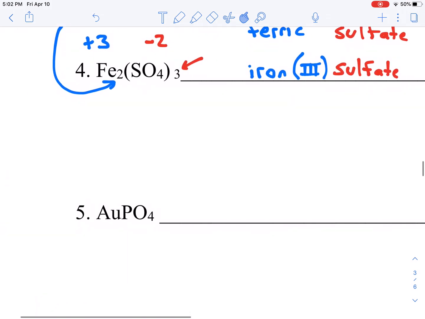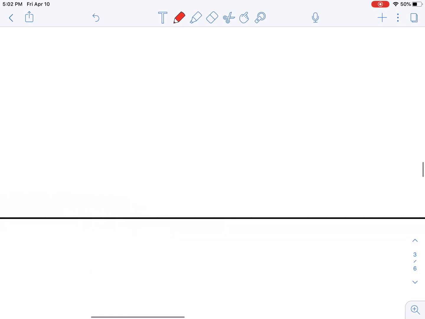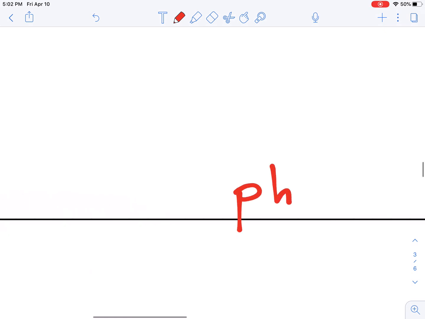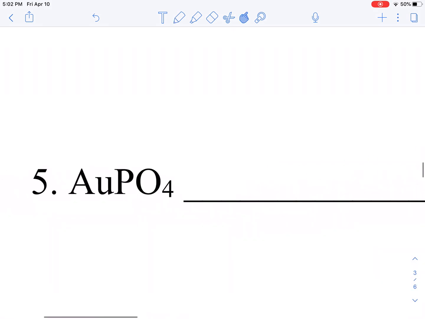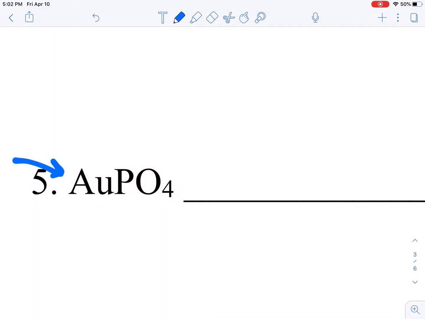All right, finally, let's look at this one. Again, look at your anion first. PO4 is phosphate, so we can write in phosphate. Au is a transition metal. It can have more than one charge. So we need to figure out its charge. But remember, our anion doesn't lie. PO4 is a -3 charge. Now there's only one of them, so the total negative in this compound is -3. There's only one gold, so that means our gold must be a +3.